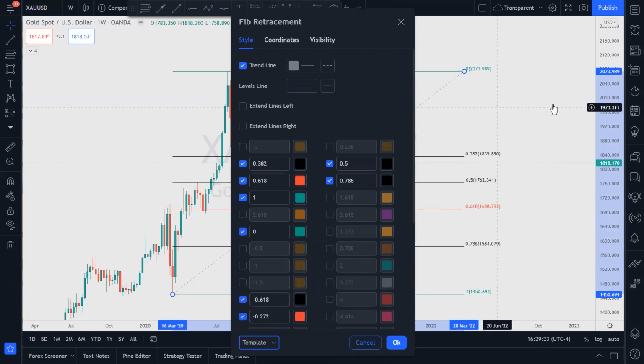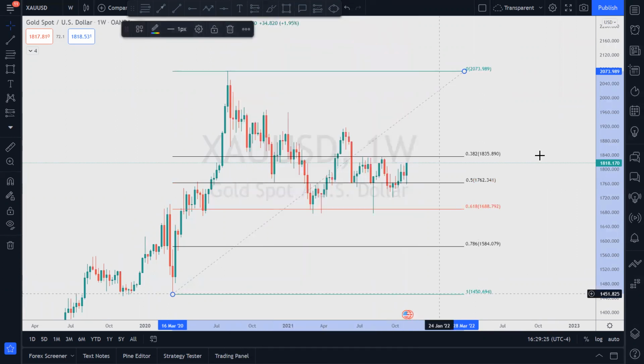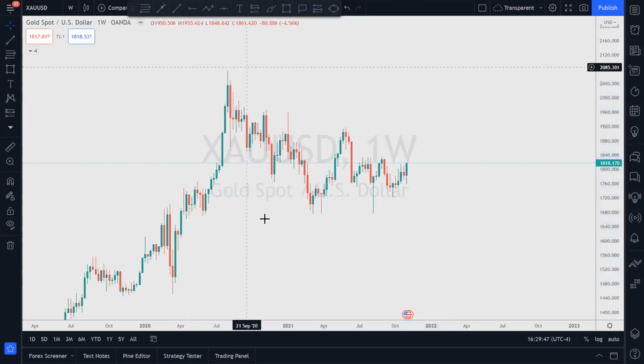Matter of fact, if we look at a different template, let's try this one. I can't even remember what it is. Yeah, you can see that it went to the 618, the golden ratio, as they call it. So we are in discount pricing, and this would be an excellent place to look for valid trades, valid longs.